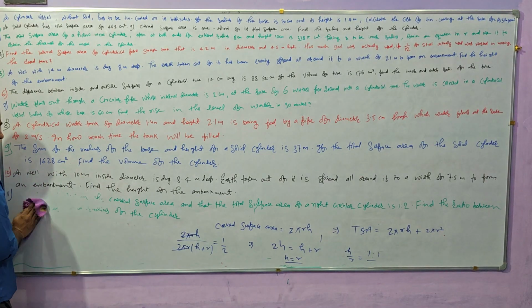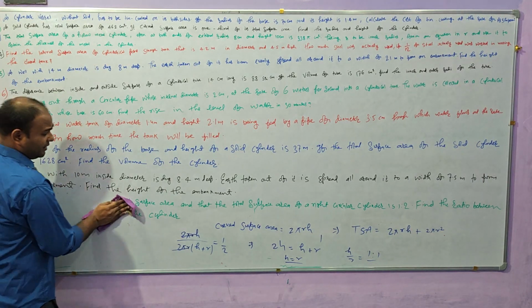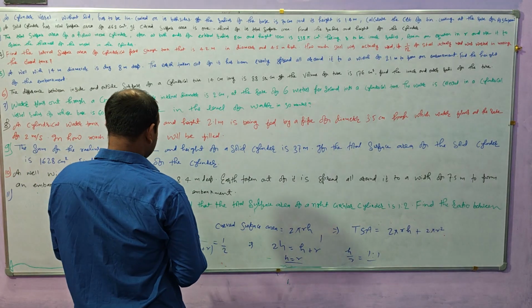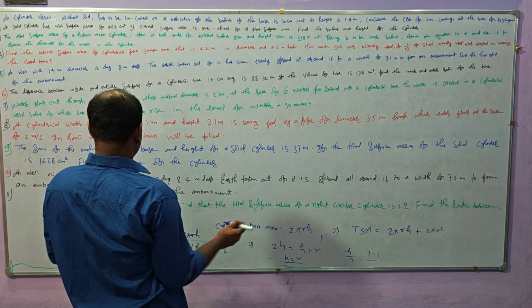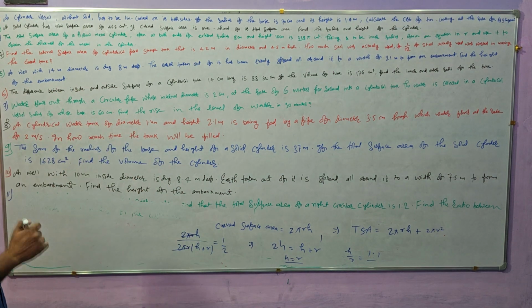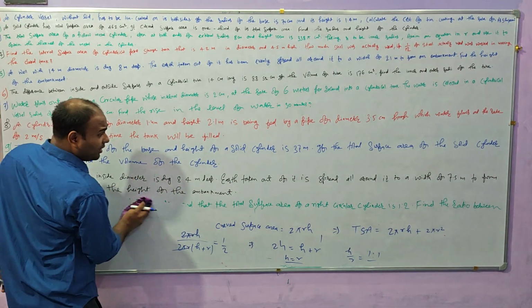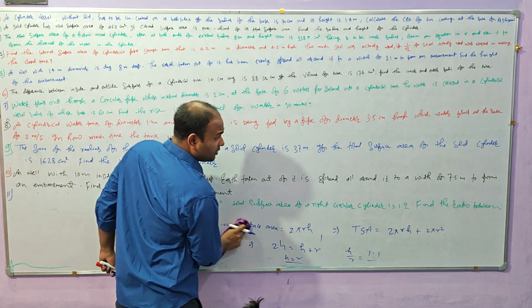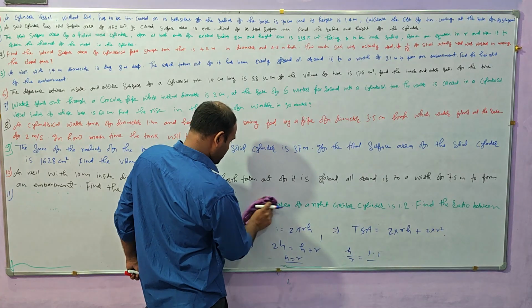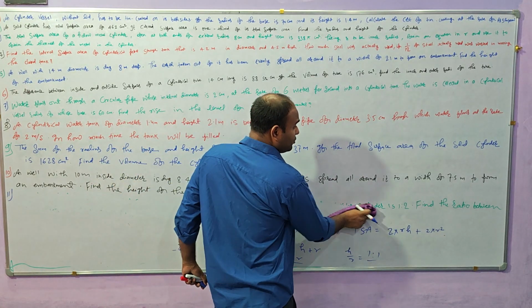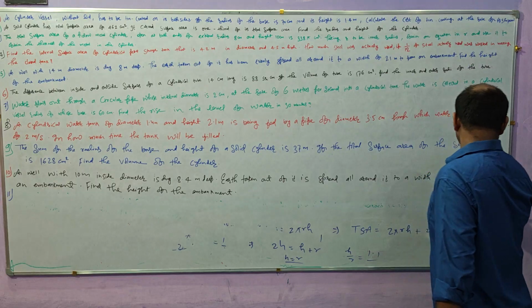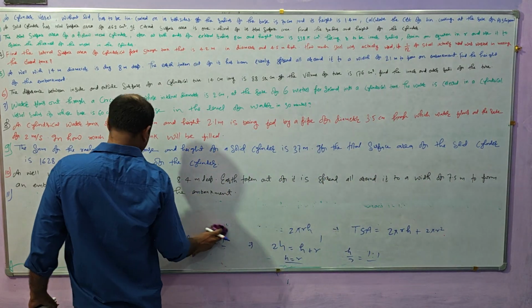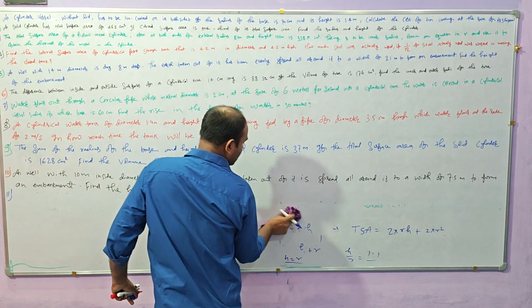Next question: a well with 10 meter inside diameter is dug out, and the earth taken out of it is spread all around it to a width of 7.5 meter to form an embankment. Find the height of the embankment.